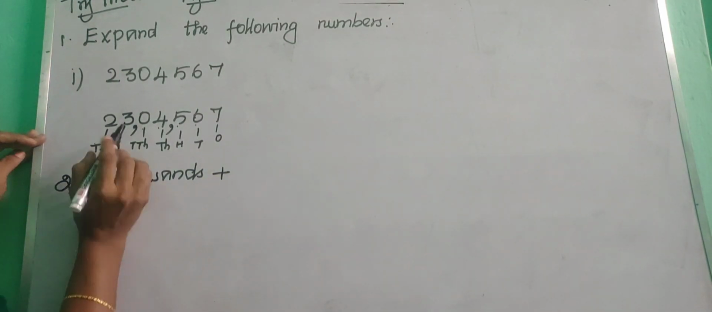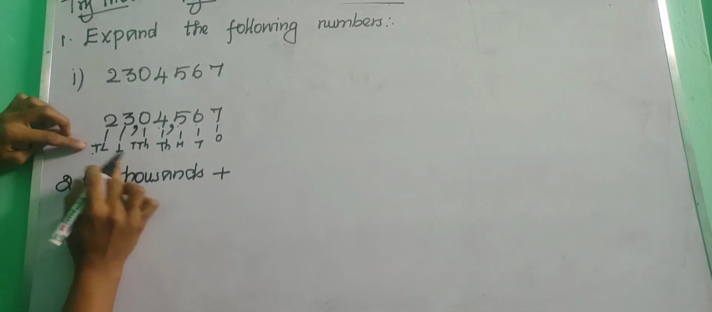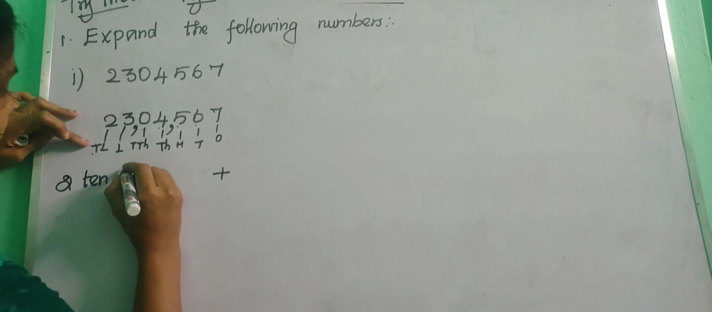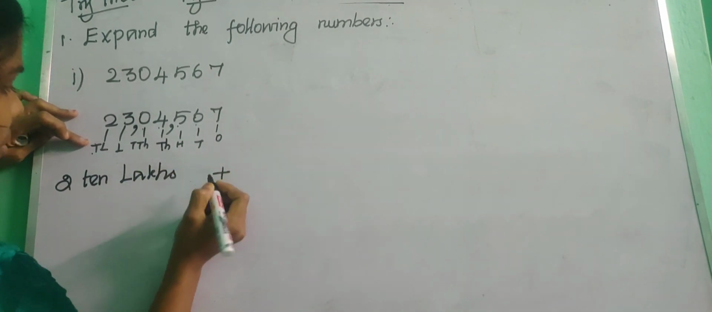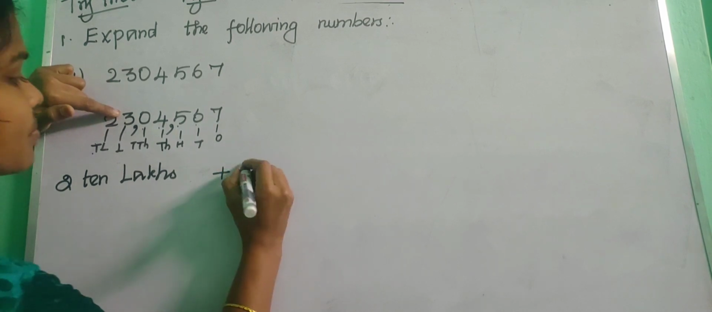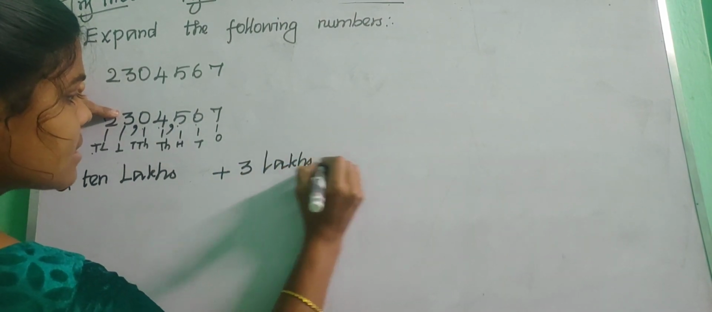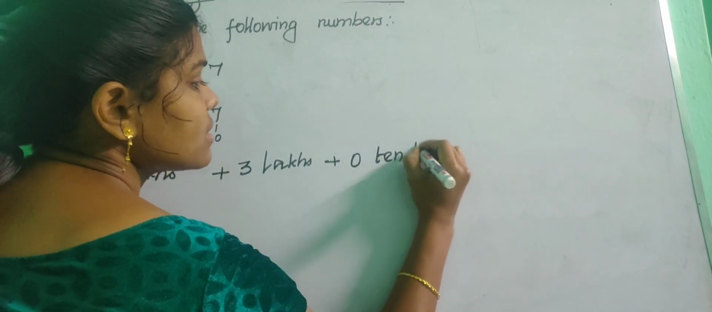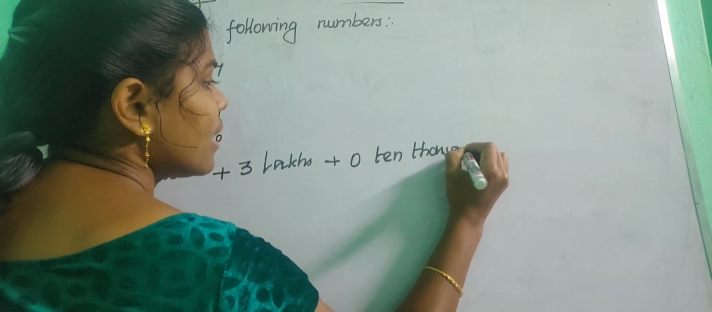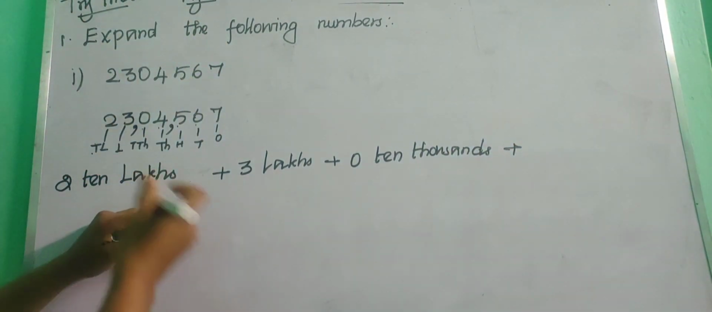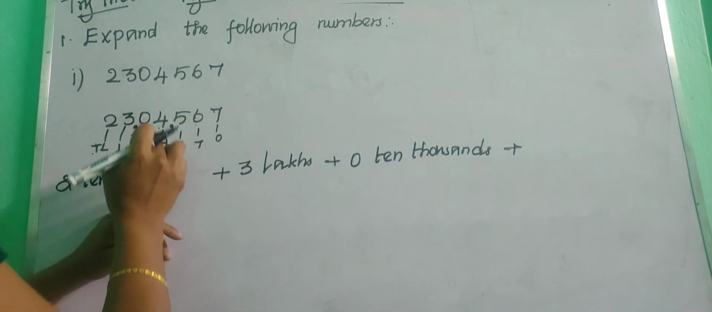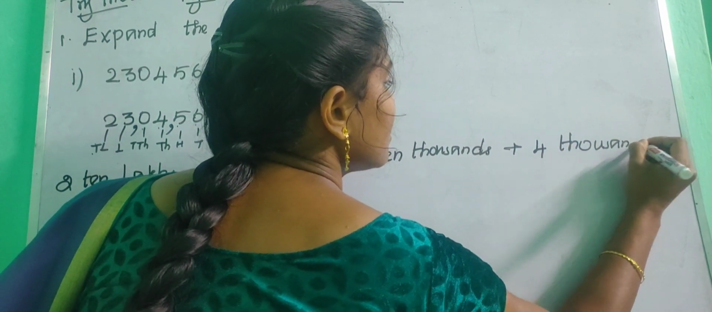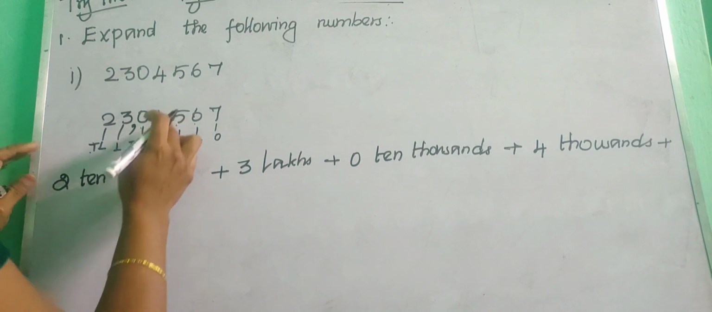Put the symbol plus, and after that 3 lakhs. Okay, I'm sorry, you need to write as 2, 10 lakhs. Okay, 2, 10 lakhs, and then 3 lakhs. Okay, children, and then 0, 10,000s, and then 4 thousands, 4,000s, and then plus 500s.